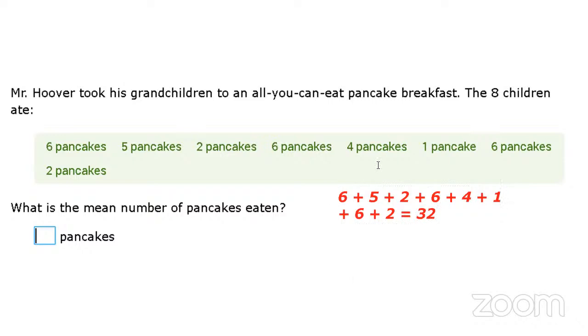Now we know it's 32. We divide 32 by 8 because we added 8 different values. We divide 32 by 8 and we end up with 4. So the mean or the average is 4 pancakes. Brilliant. Very good. All right, let's move on to our next question.